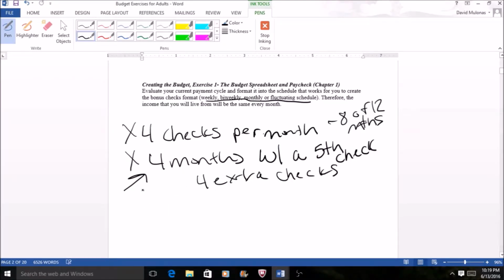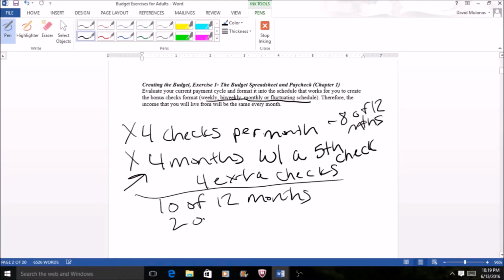If you're bi-weekly, and that's the sample we used in the book with Jasper, you know that you're going to have 10 of 12 months and 2 of 12 months. So you'll have 2 checks here and you'll have 3 checks. So that's for bi-weekly.